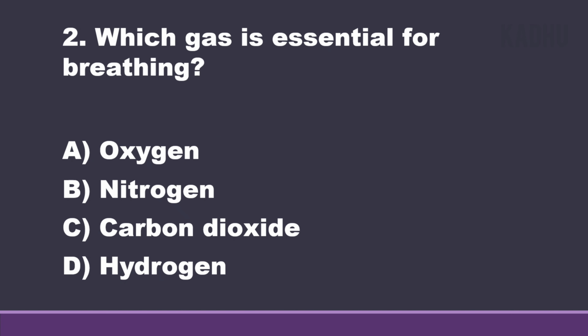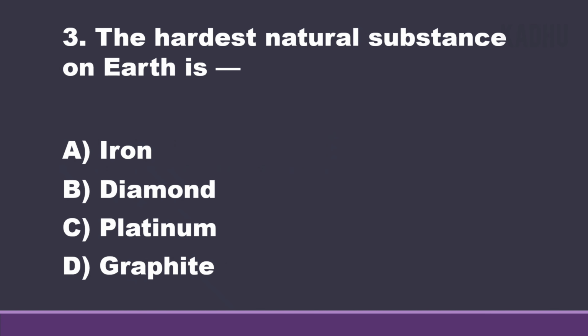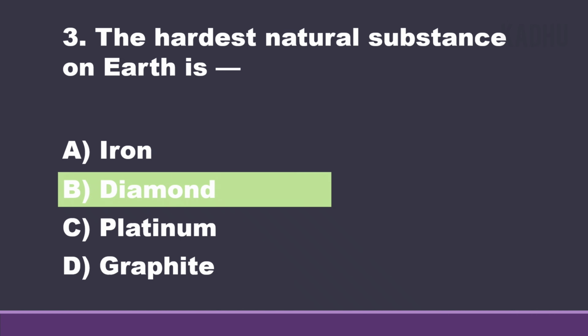Which gas is essential for breathing? So option A will be the correct answer. Oxygen. Oxygen will be the correct answer. The hardest natural substance on earth is blank. So for this question, option B will be the correct answer. Diamond is the hardest substance on earth.